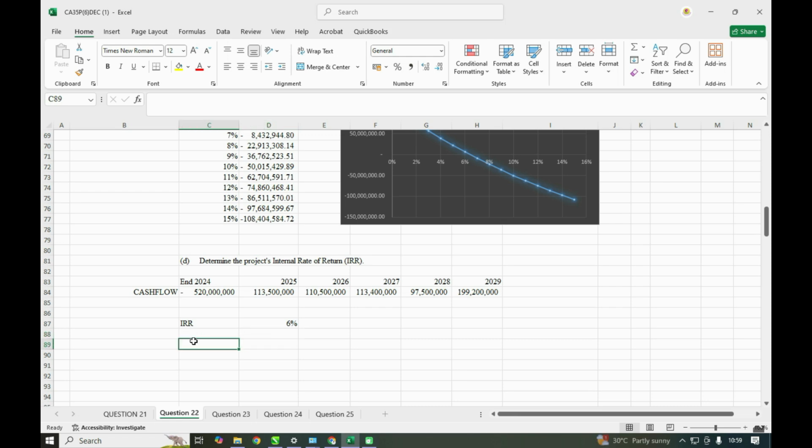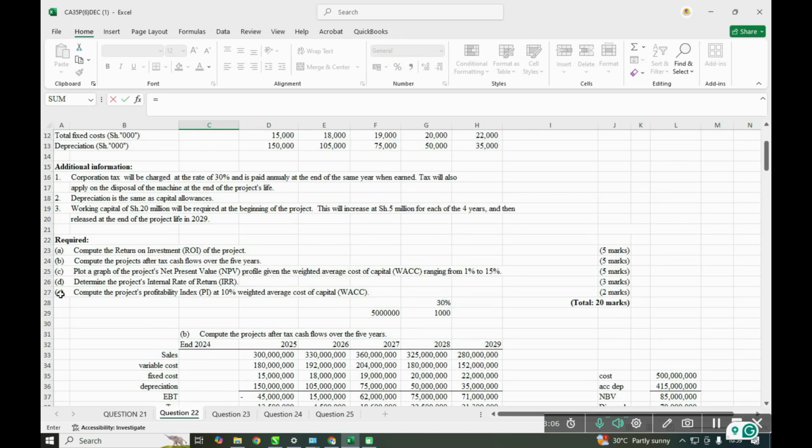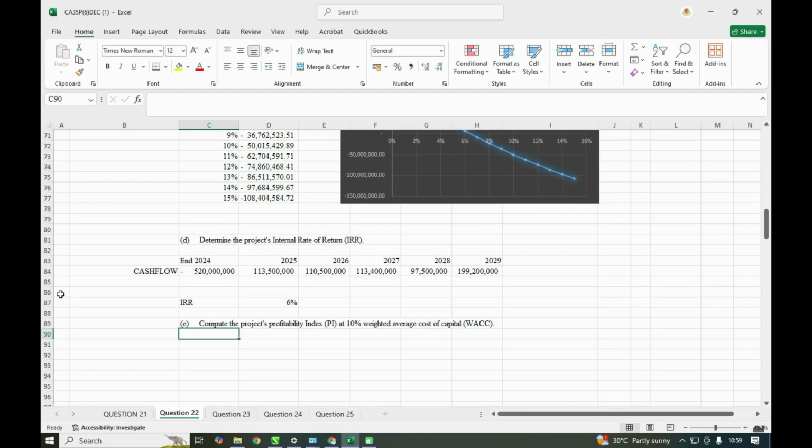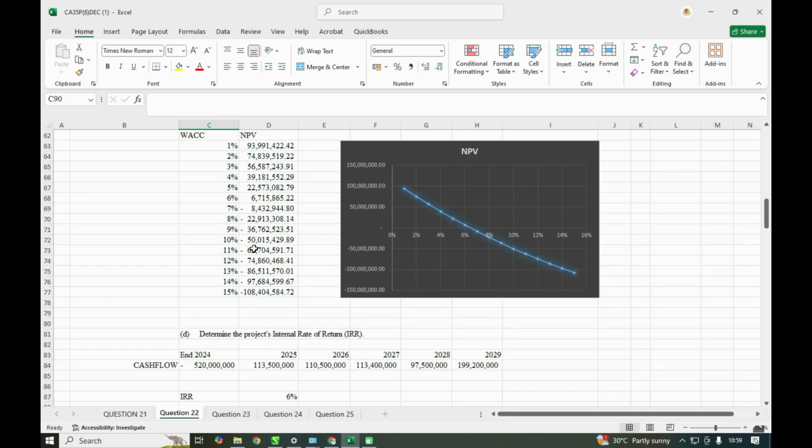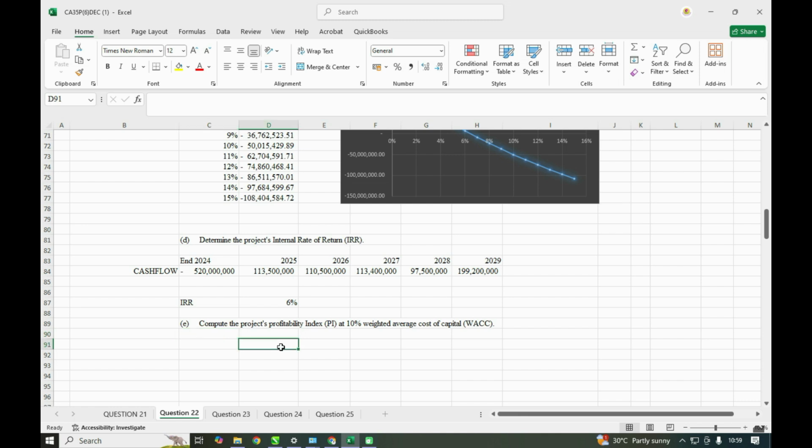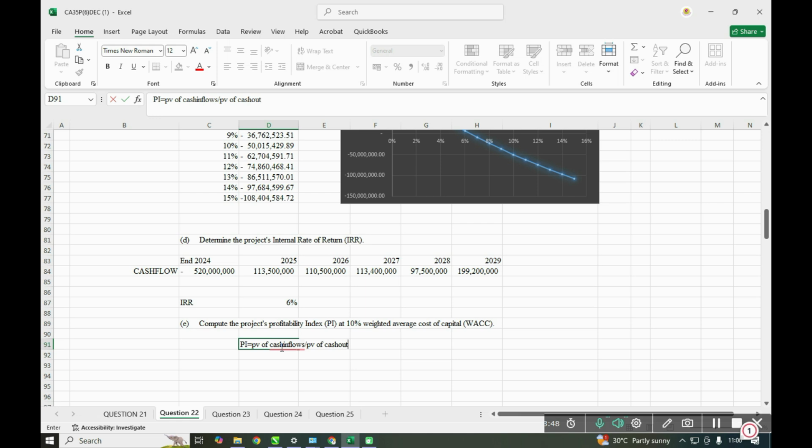Then the last one is a profitability index. We had this one where we need to compute the profitability index at 10% weighted average cost of capital. So remember, at 10% we have a negative NPV. So at 10%, first we shall find what we call the PI, profitability index, is equals to PV of cash inflows, and you divide by PV of cash outflow. So PV of cash inflows over PV of cash outflow.